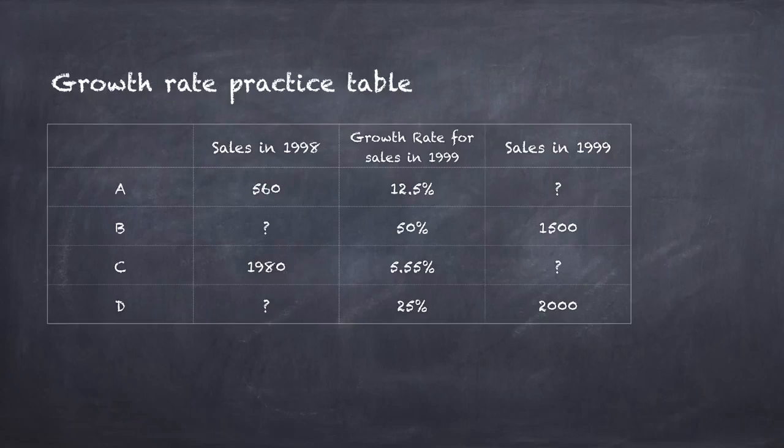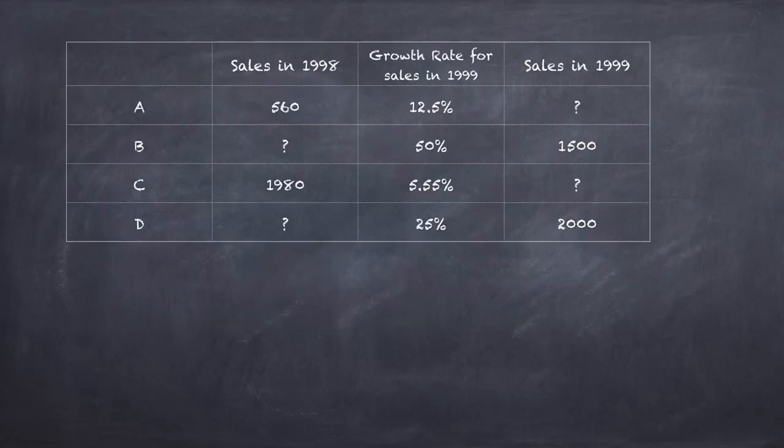You can see that data for 4 companies A, B, C and D is given for sales in 1998, growth rate in the year 1999, and in some cases sales for the year 1999. And some data is missing. Your job is to find the missing data. Take your time, spend maybe 5 minutes at this and try and work out the missing values before seeing the solution.